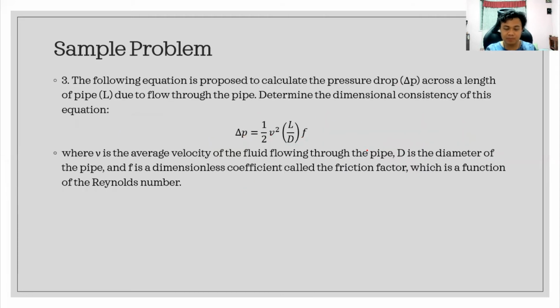Next, sample problem. The following equation is proposed to calculate the pressure drop across a length of pipe due to flow through the pipe. Determine the dimensional consistency of this equation. We have the pressure drop is equal to 1/2 times rho times V squared, where V is the average velocity of the fluid, L is the length of the pipe, D is the diameter of the pipe, and f is the dimensionless coefficient called the friction factor, which is a function of the Reynolds number.